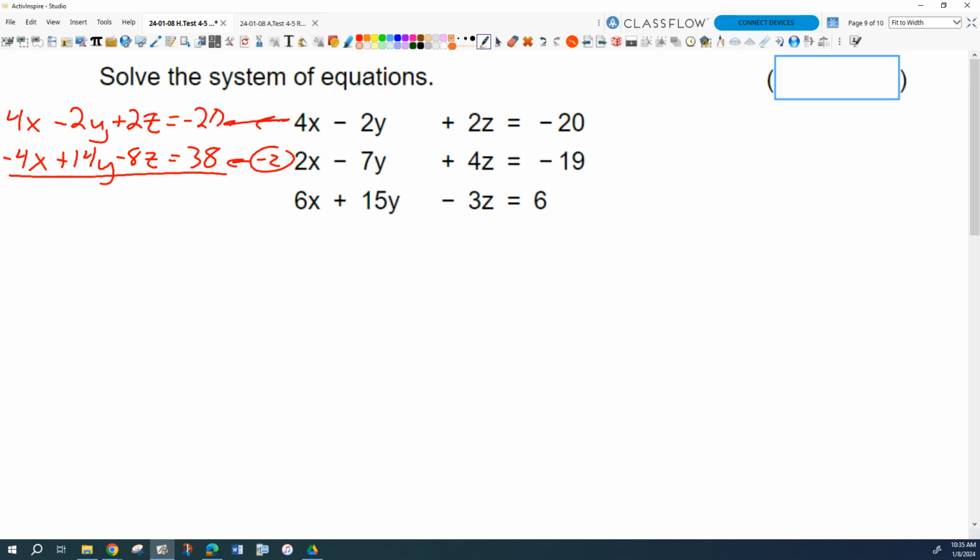Okay, and if I add those up, cancel the x's like we said we were going to, I get how many y's? 12. 12y minus 6z equals, what was that supposed to be, a 20 in the top one? Yeah. So that's given us 18? Okay, so there's one.